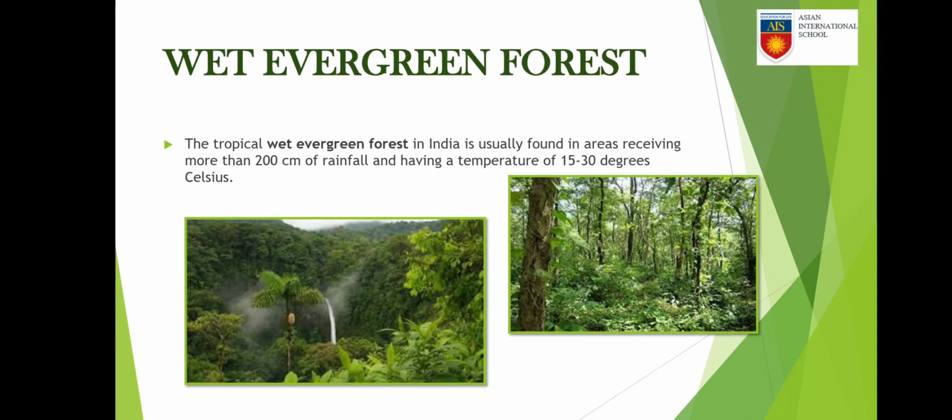Wet evergreen forest. The tropical wet evergreen forest in India is usually found in areas receiving more than 200 cm of rainfall and having a temperature of 15 to 30 degrees Celsius. They are mainly found in the south, along the Western Ghats, Andaman and Nicobar Island, and all along the northeastern region, covering the states of Assam, Arunachal Pradesh, Meghalaya, and Tripura.